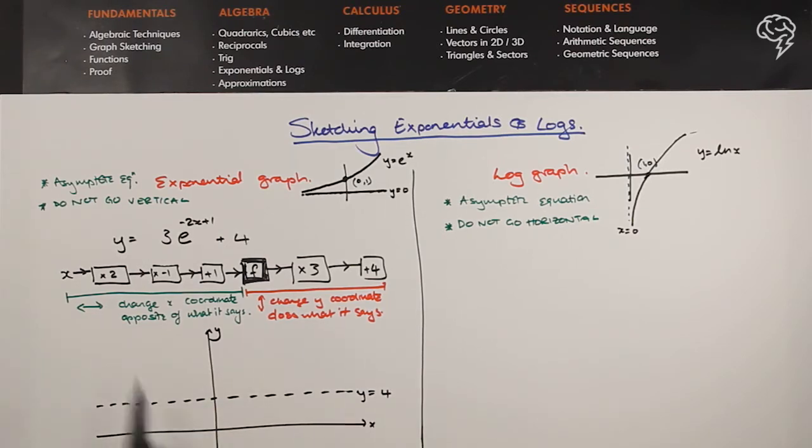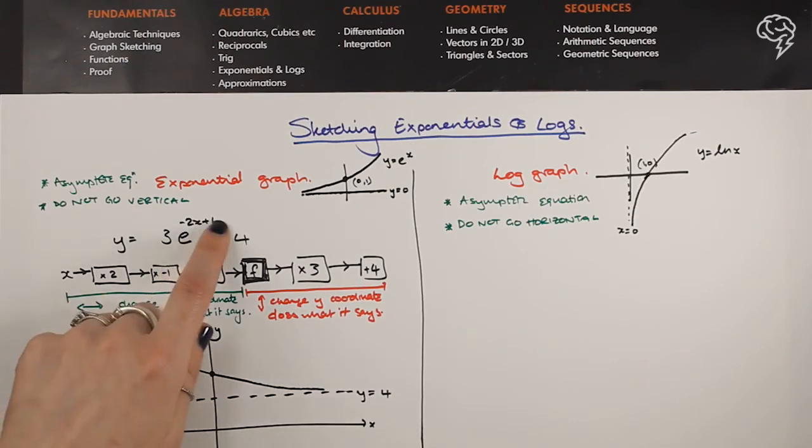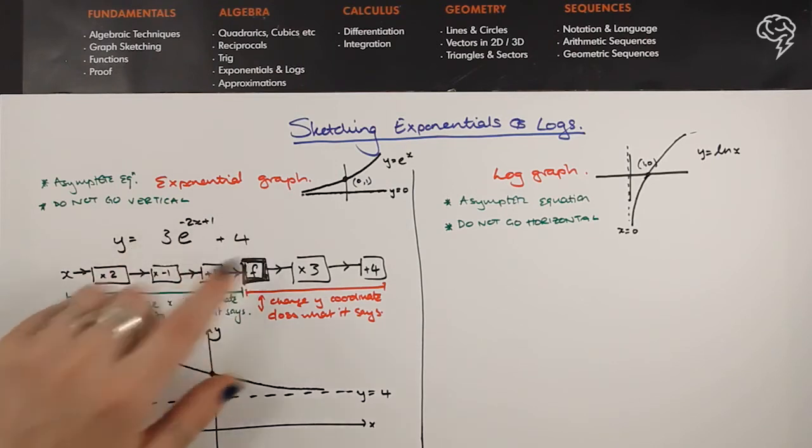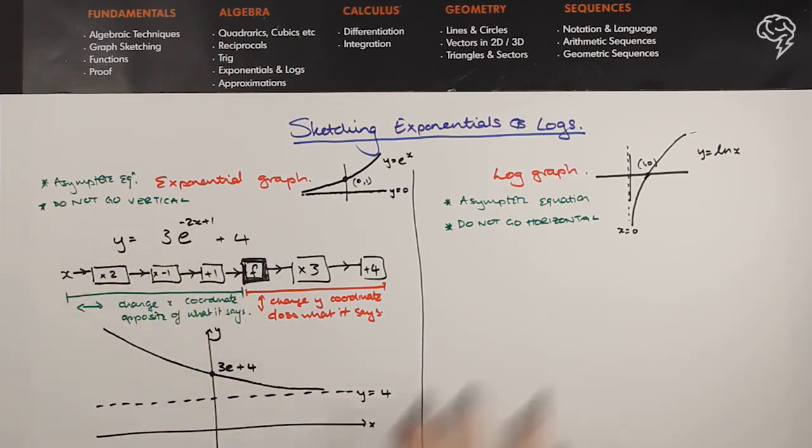So I'm going to have an asymptote at y equals 4, and I'm going to have exponential. See, I can't do this without turning myself around because I want to try and be asymptotic to this line. There we go. There's my graph. Notice I have not gone vertical, and I now want to find this y-intercept. Y-intercepts are nice and easy, aren't they? You just put in x is 0. So I would get e to the 1, e, 3e, add 4. Ta-da! Easy peasy.